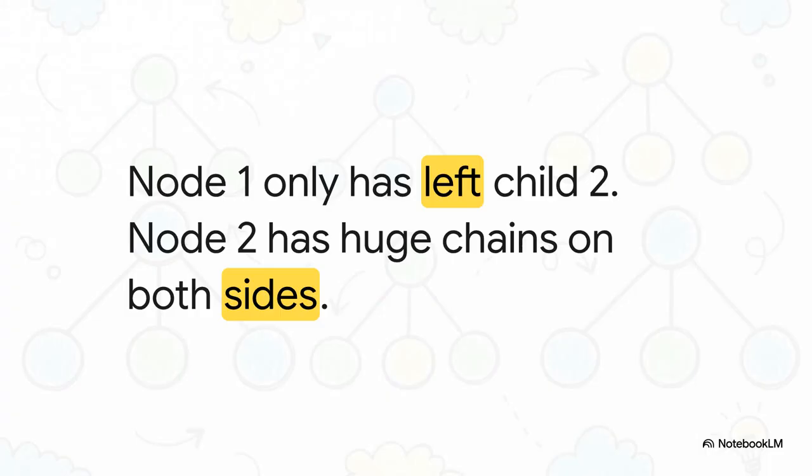Well, let's look at a skewed tree. Imagine node 2 has these long chains hanging off both its left and right sides. Here, the root is node 1, but it only has a left child, node 2. Node 2, however, is a pretty busy intersection. It has a left child, 3, which has its own child, 4. And it has a right child, 5, which has a child, 6. Take a quick second and try to trace the longest path here.